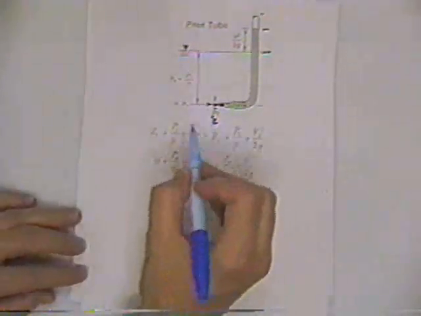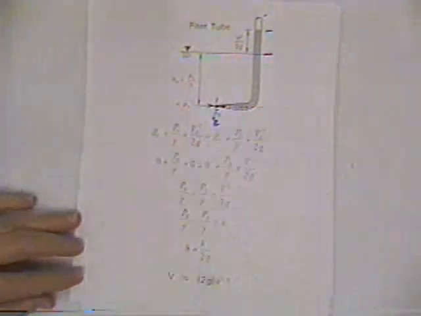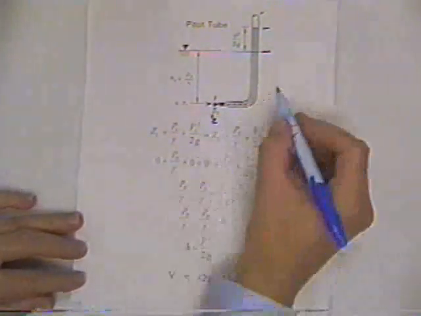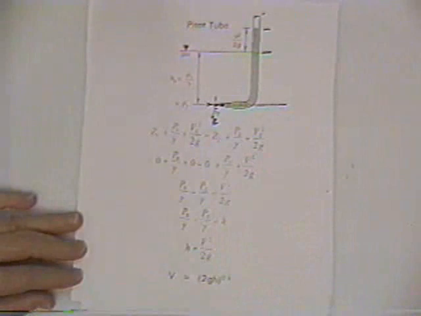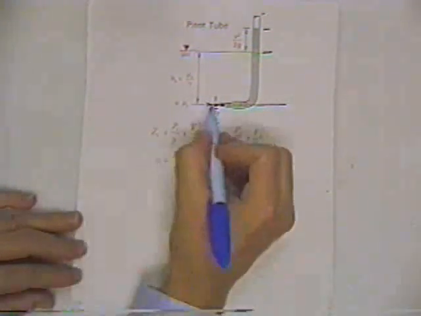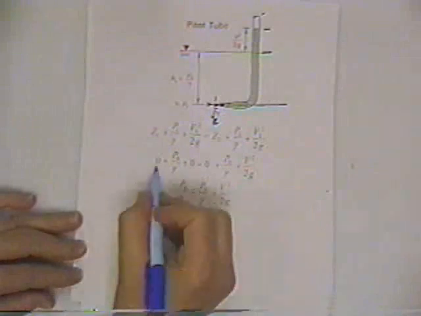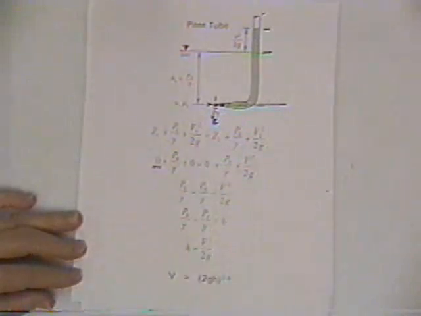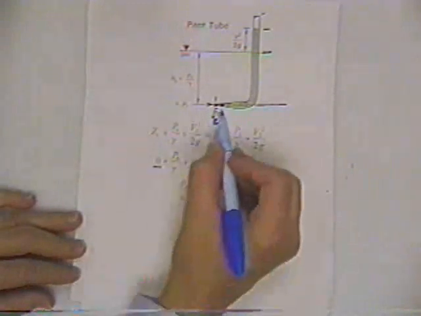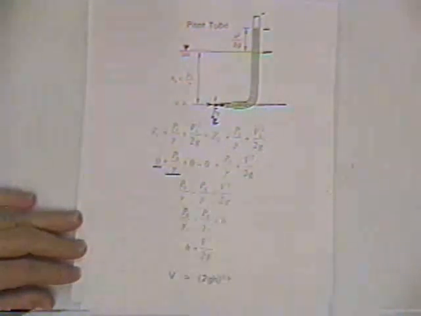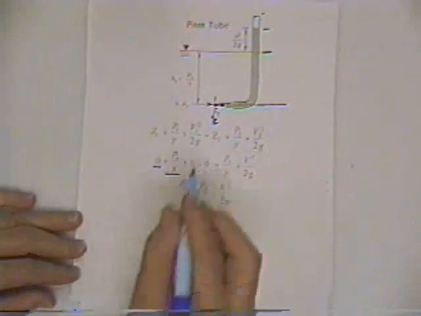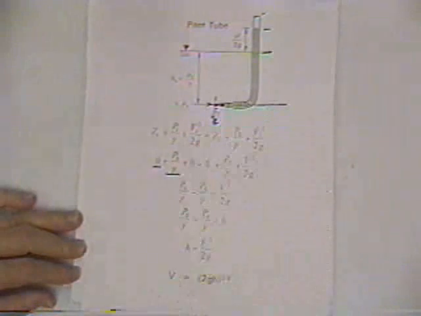So if we let point 1 be right inside the entrance to the tube, we can put the datum any place we want to put it. Let's just put the datum right here, our arbitrarily selected horizontal datum. So it's right through the center line of the entrance to the tube, and so Z1 is going to come out to be 0. Now, the pressure head is whatever pressure head is in there. We don't know what that is. We're going to call that P naught over gamma. That's the pressure head at the entrance to this pitot tube. And then the velocity is 0. Once the water gets in there, it's not moving anymore. And so there's 0 velocity.